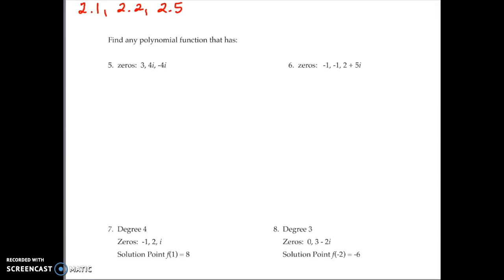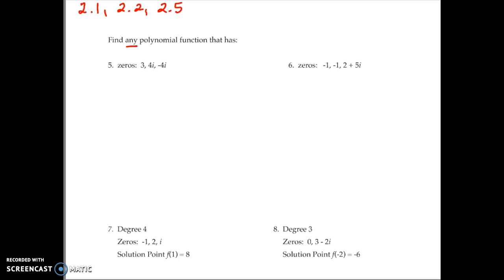This is a continuation of section 2.1, 2.2, and 2.5, writing equations of polynomial functions. For examples 5 and 6, you'll see that our instructions have returned to find any polynomial function that has the given zeros. So remember, we do not have to be specific for the leading coefficient here.